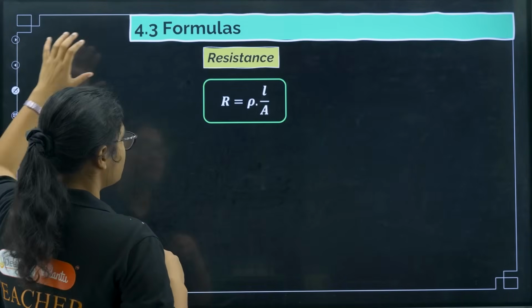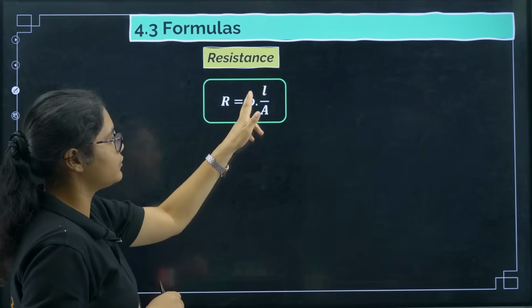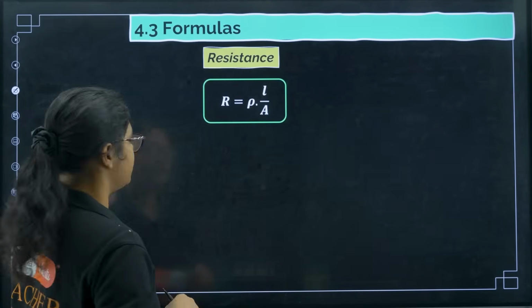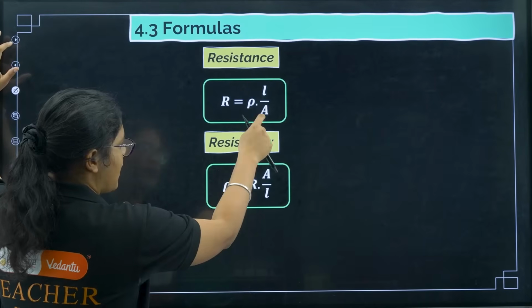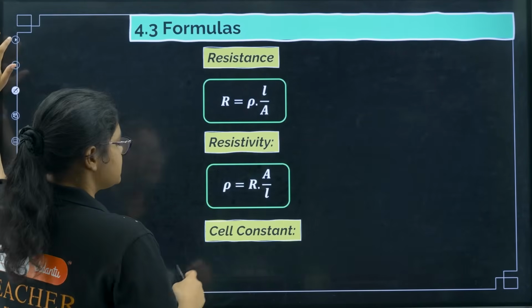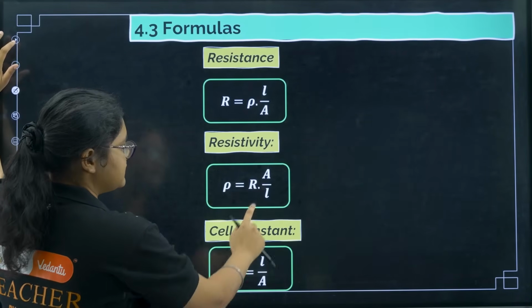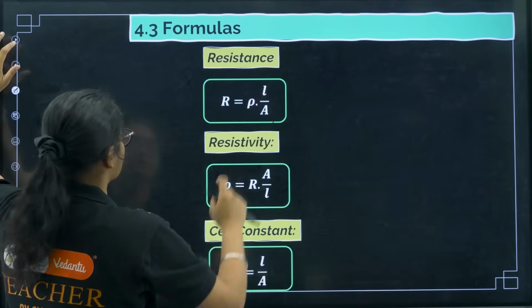Next, we'll go to the formulas. Resistance is equal to rho L by A. Rho is resistivity, and L by A is the cell constant. Resistivity, rho, I can also write as R A by L. Next, the cell constant is represented by G star, and this term is called the cell constant.